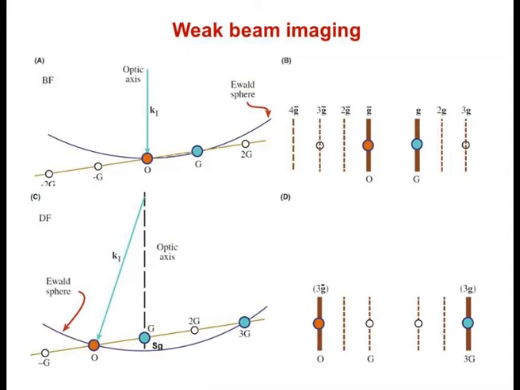So the essential condition is that when we try to tilt this, since these planes are tilted, if we give more and more tilt, and instead of 3G, 5G we use, the region which satisfies the exact Bragg condition, that width becomes narrower and narrower. The effect of that will be reflected in the image size. And that is what essentially you can see here.